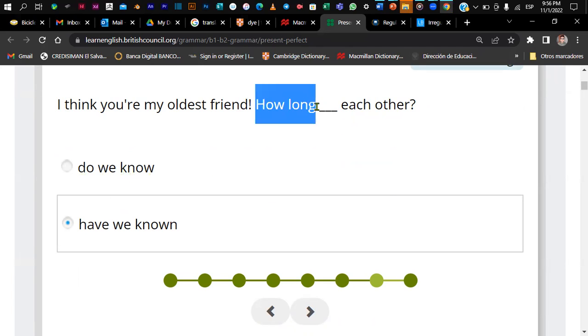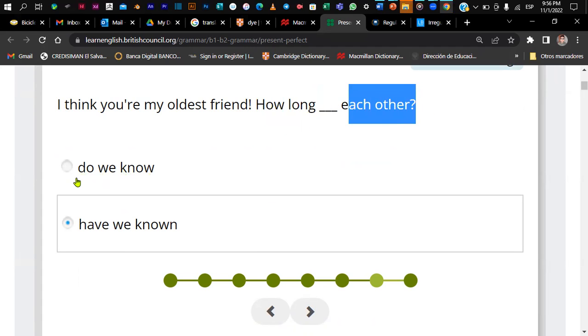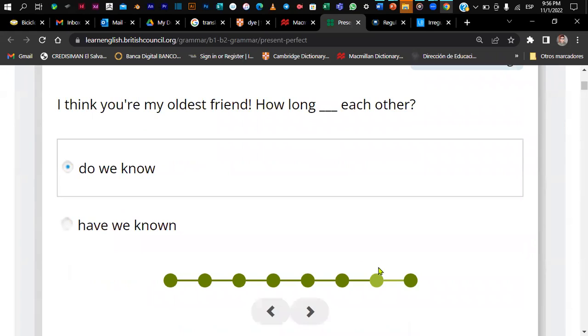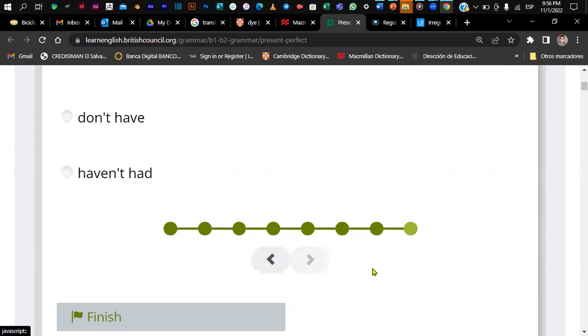Okay, or do we know? How long do we know each other? ¿Hace cuánto que nos conocemos? O acá dice, ¿hace cuánto nos hemos conocido? What is the correct one? Do we know? How long do we know each other? Okay, there are some doubts, correct? Okay, let's see what happens.